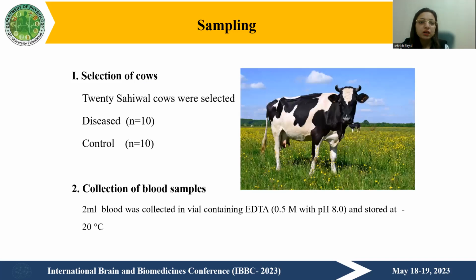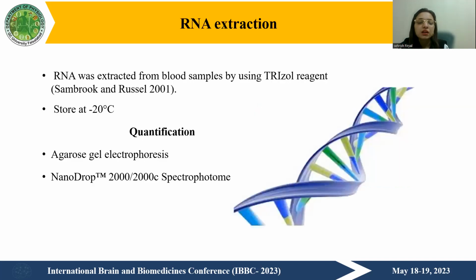So first of all, we selected the cows. 20 Sahiwal cows were chosen for the study, which includes 10 diseased and 10 control samples. 2 ml of blood was collected in vials containing EDTA, and the blood was stored at -1 degree Celsius. After that, the RNA extraction was performed from the blood samples by using TRIzol reagent, and the samples were then stored at -20 degrees Celsius.